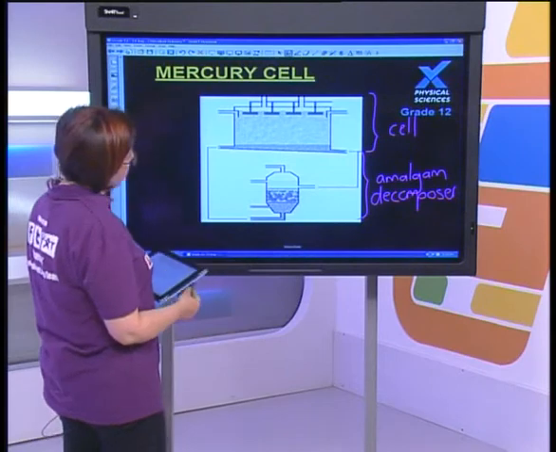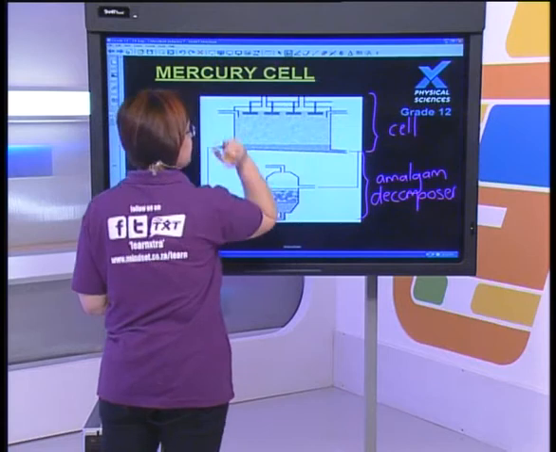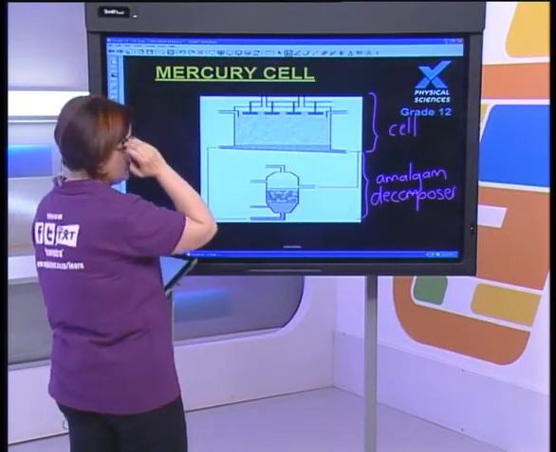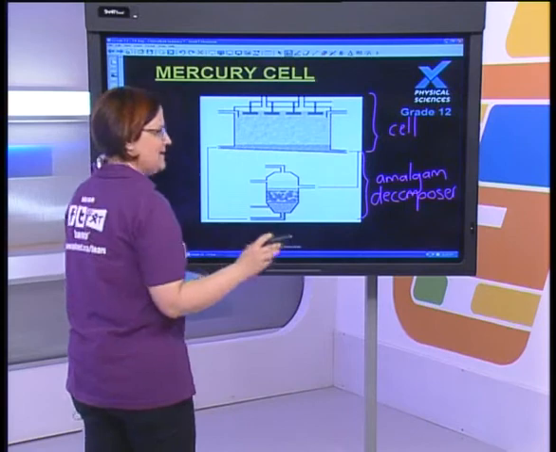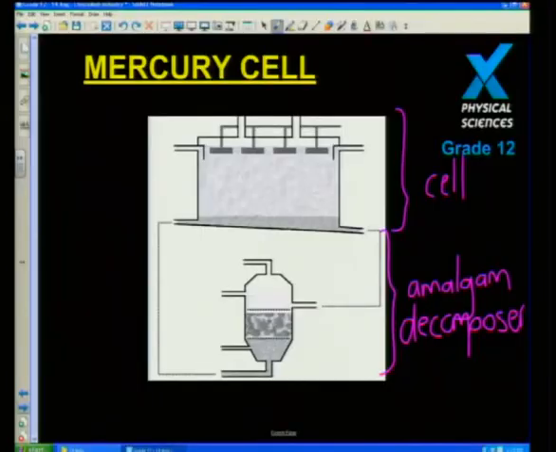So basically what happens is, and we're going to talk about this top part, this is the cell part. This is where we get our reaction, but we get an amalgam. We don't produce pure sodium hydroxide, which then has to be reprocessed. So what actually happens here? Your anode is here. These little gray things at the top, those are my anode.